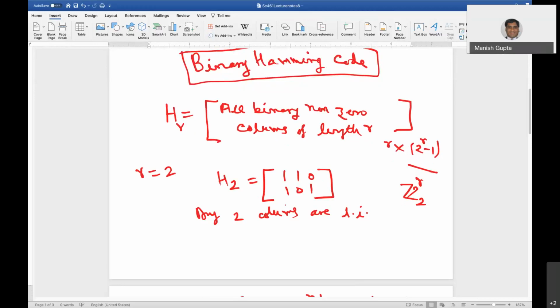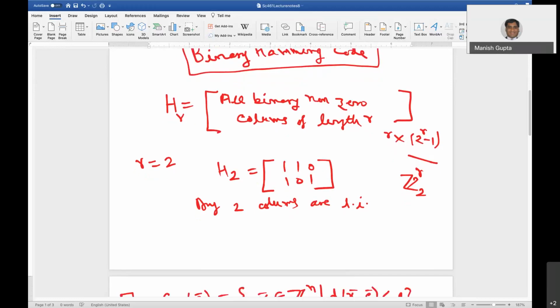So now, for example, in case of R equal to 2, we see there are 4 vectors possible. You exclude the 0 vector, so we are left with these 3 vectors, right? And the important property that I was mentioning is that any two columns are linearly independent. If I take this and this, 1 1 is not a multiple of 1 0 or lambda times 0 1, right? So any two columns are linearly independent.